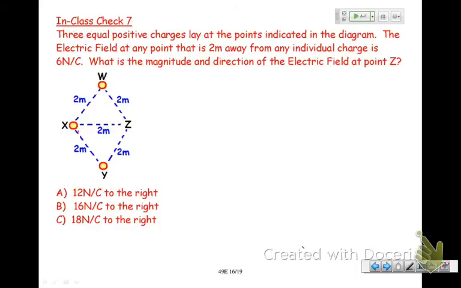Oh man, we've been here before. Let's have a look. 3 equal positive charges, yada, yada, yada. So we don't have 4 now, we have 3. That's positive, and that's positive.